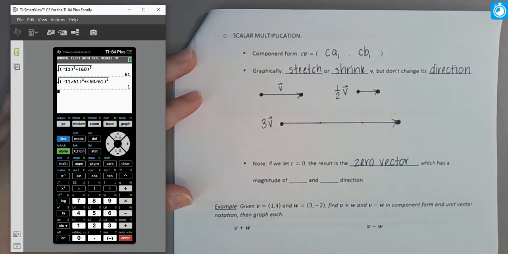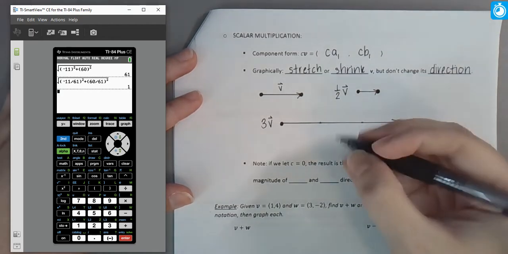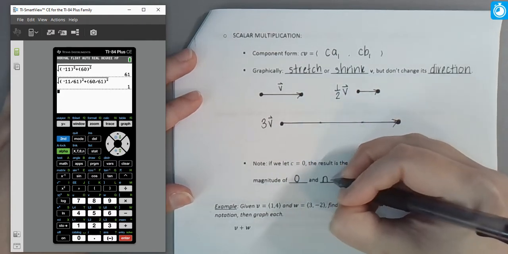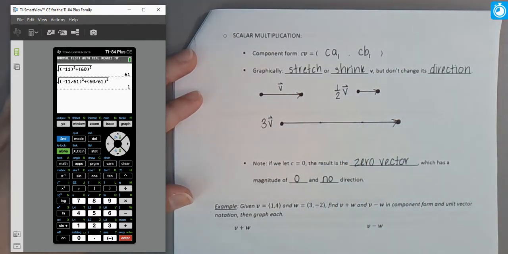Well, if we're talking about a vector that has both a 0 horizontal and vertical component, it means we start at an initial point and we don't actually go anywhere to get to our terminal point. So we would say that the magnitude is 0, and technically this vector has no direction. We don't actually move in any direction. The initial point and the terminal point coincide with one another.